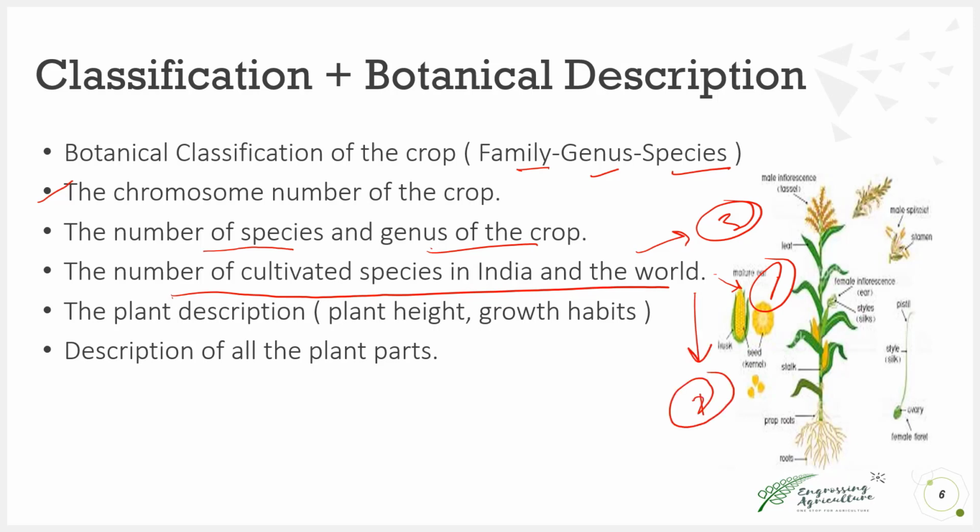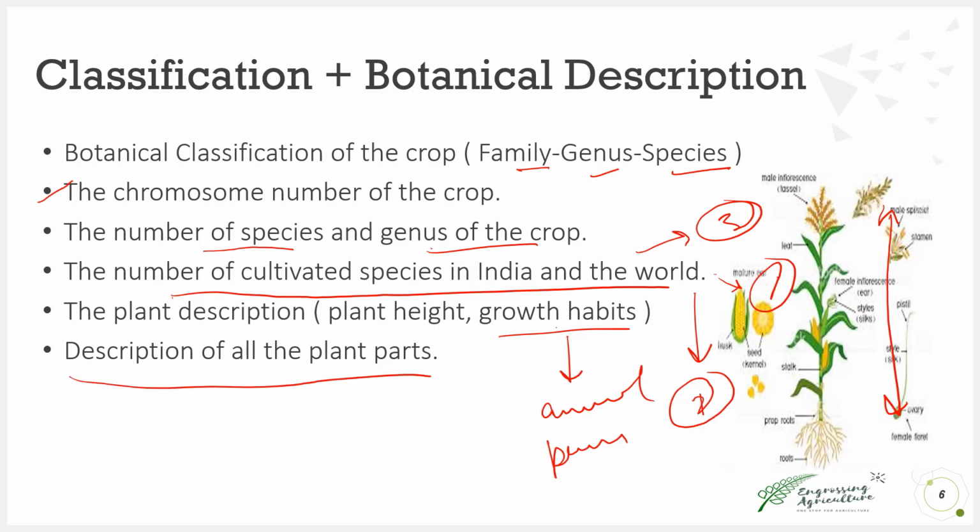Then the next heading will be botanical description. The plant description, that is the plant height, such as given in the figure, along with growth habits. What are growth habits? Whether it is an annual plant or a perennial plant, all these are included in the growth habits.